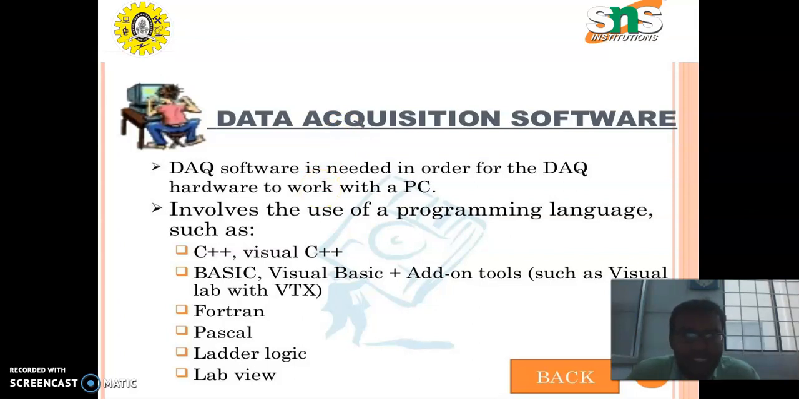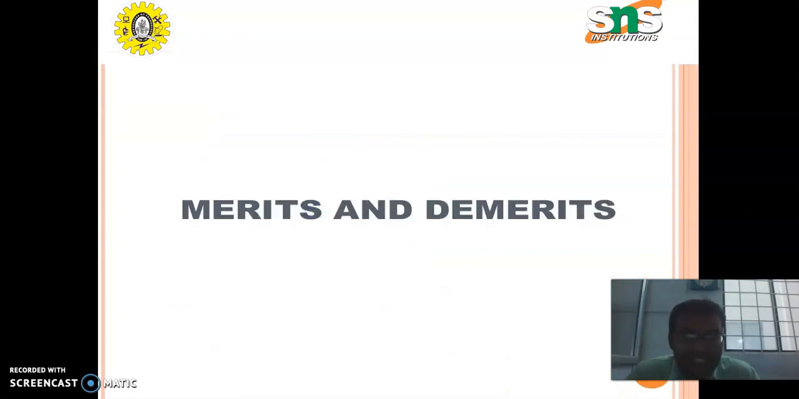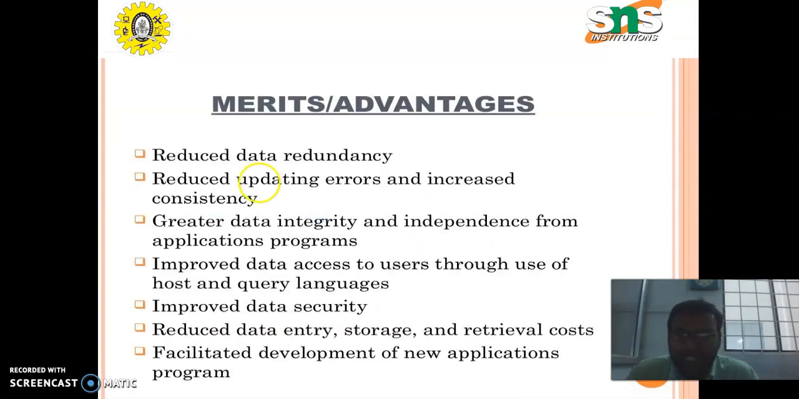DAQ software is needed in order for the DAQ hardware to work with a PC. It involves the use of the programming languages such as C++, Visual C++, Basic, Visual Basic plus add-on tools, Fortran, Pascal, Ladder Logic, LabVIEW, etc. And then we are going to discuss about merits and demerits.